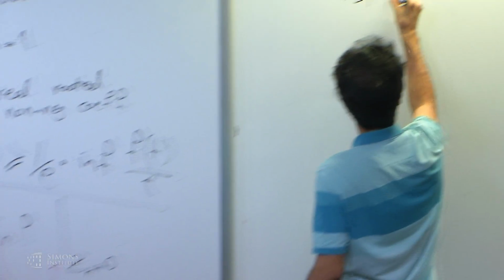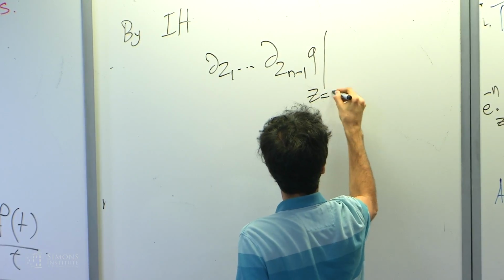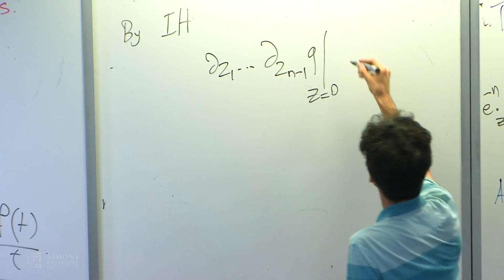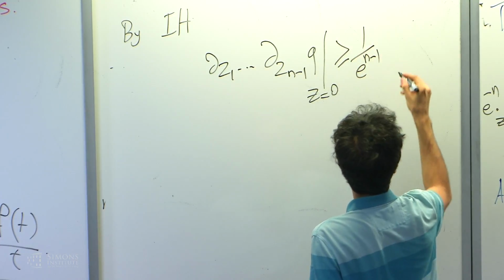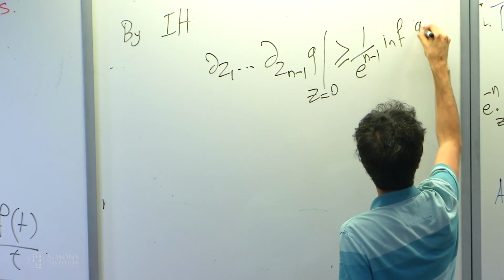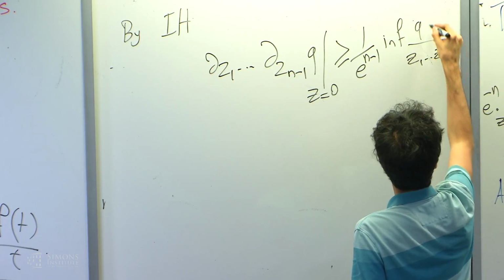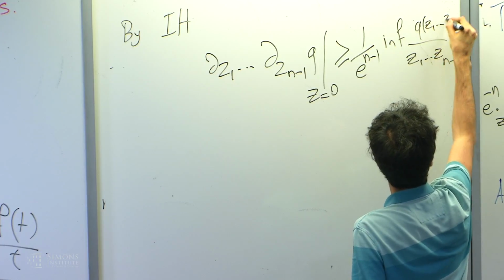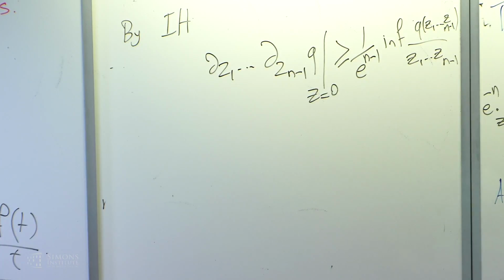partial Z1 up to partial Z(n-1) of Q at 0 is at least 1 over e to the n minus 1 of the infimum of Q over Z1 up to Z(n-1). Okay, that's the induction hypothesis.